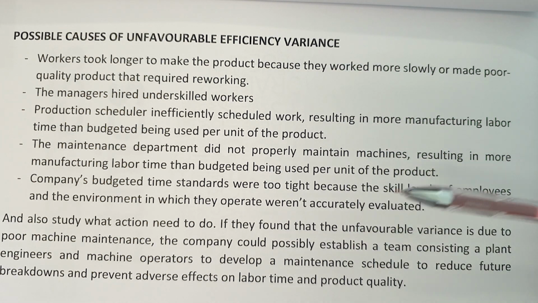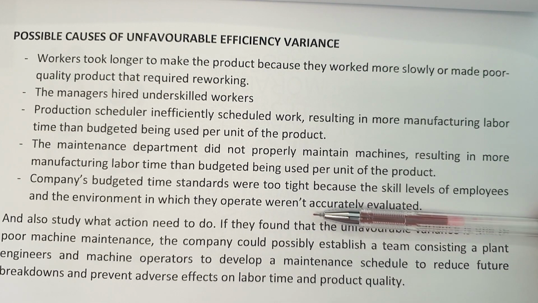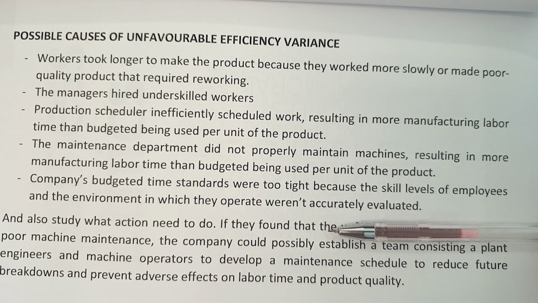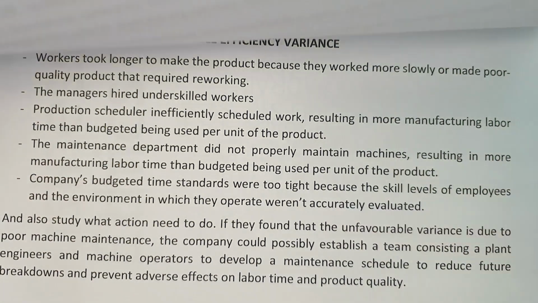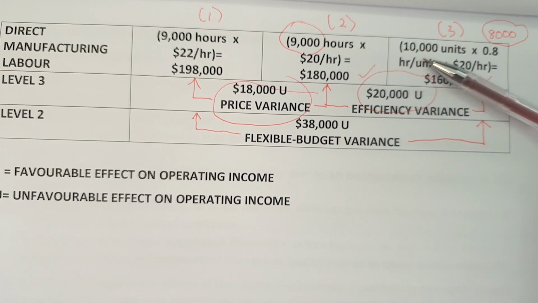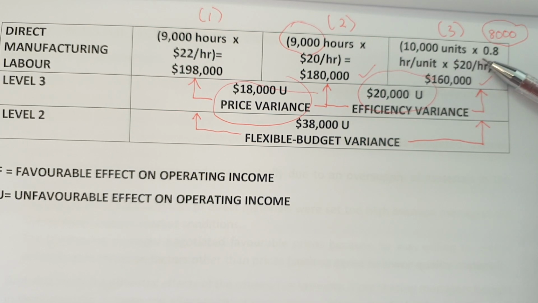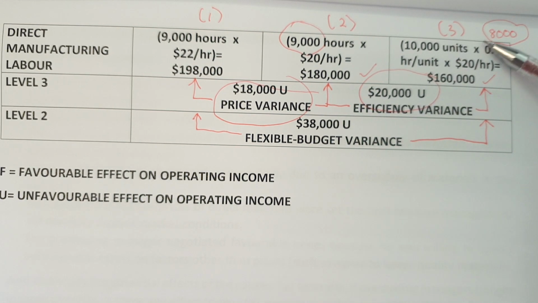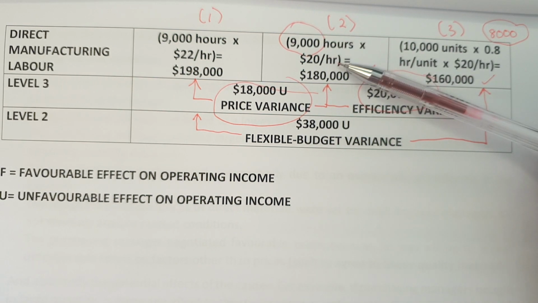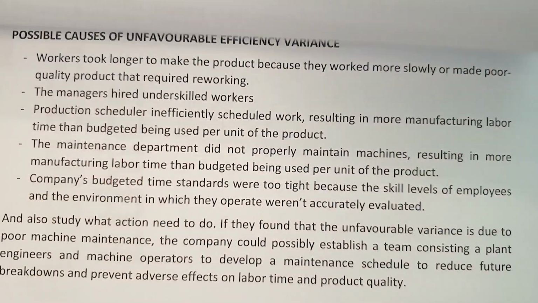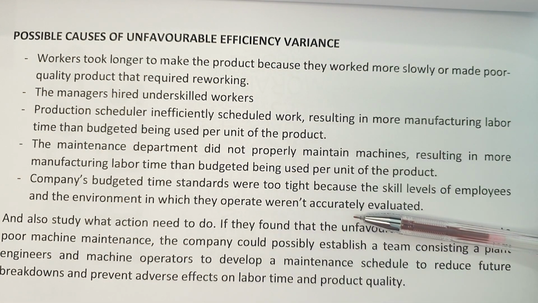Or is it possible that the company's budgeted time standards were too tight because the skill level of employees and the environment in which they operate weren't accurately evaluated? It means that the budgeted hours that they plan here, that is 10,000 units, for each unit they just need 0.8 hours. This is possibly too tight for them to produce. So this is something they have to think about further.